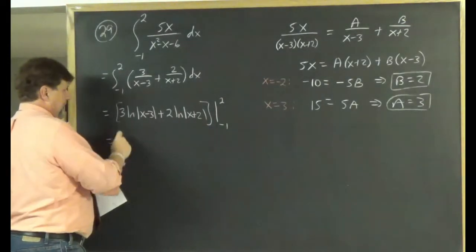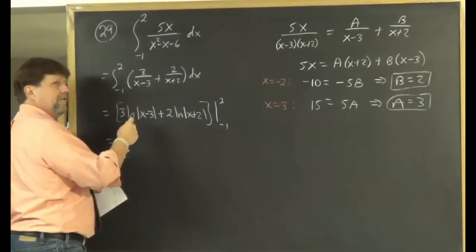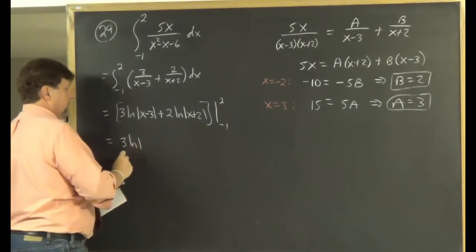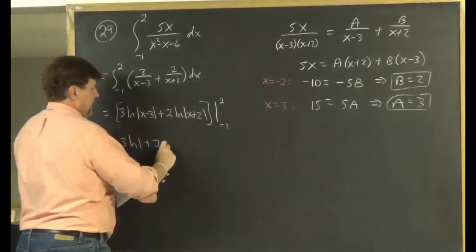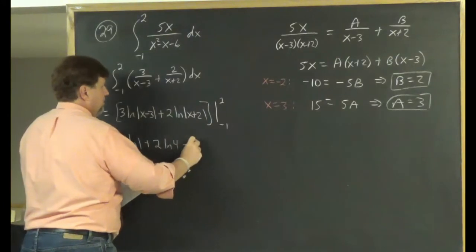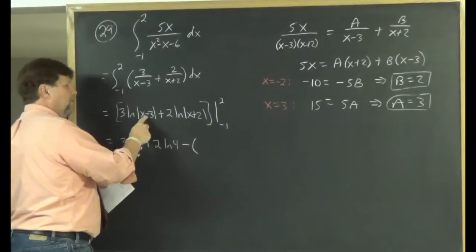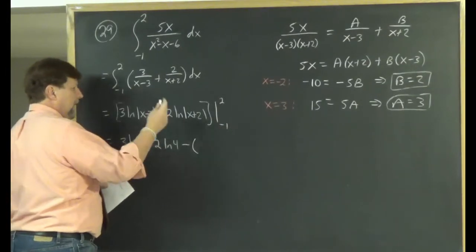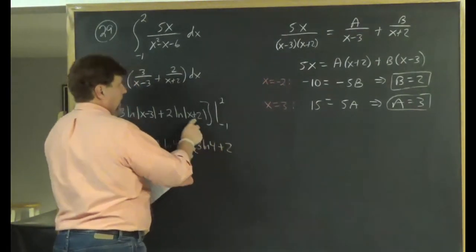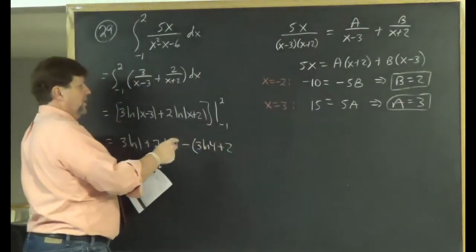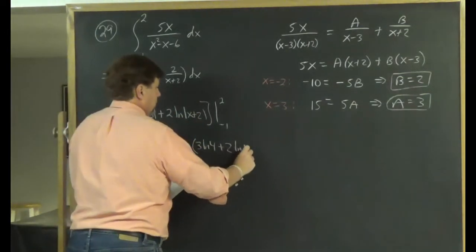So let's see what I get. 2 comes in here, I get a -1. Absolute value of -1 is 1. So 3 natural log 1 plus 2 natural log of 4, minus, okay, -1 comes in for the x. That gives me a -4. Absolute value of -4 is 4. And -1 plus 2 is 1. Absolute value of 1 is 1. So I have 2 natural log 1.